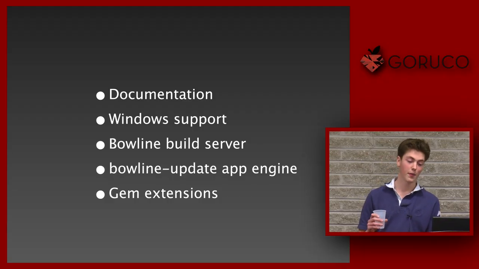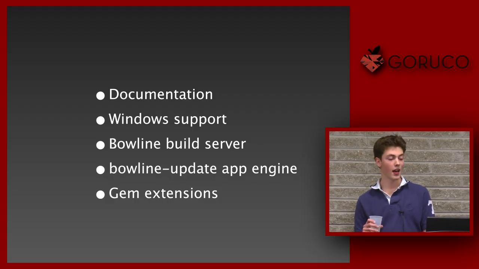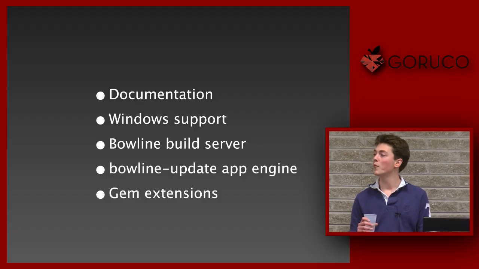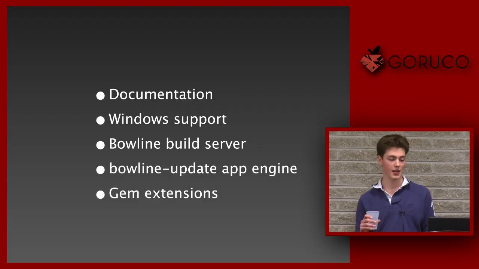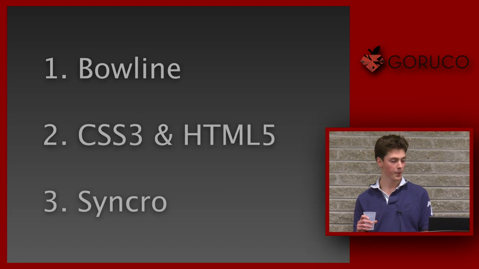A Bowline update app engine, that would be quite cool. Gem extensions is something that I want to do for Task Force. It would be quite cool if you were inside the app and you could browse to a page, a sort of store, a bit like the Firefox Extension Manager, and you can install extensions straight from inside the app, and those would just be Ruby gems. And if I build that, I'll open source it.